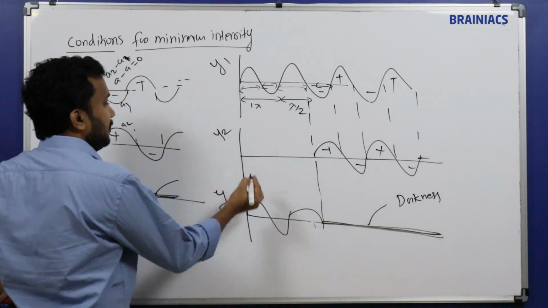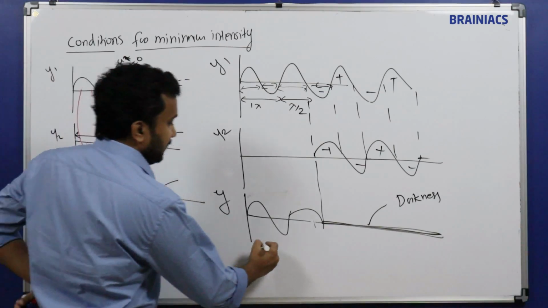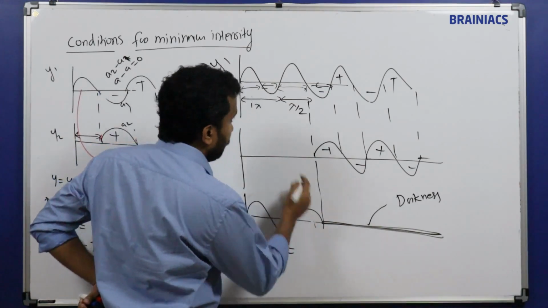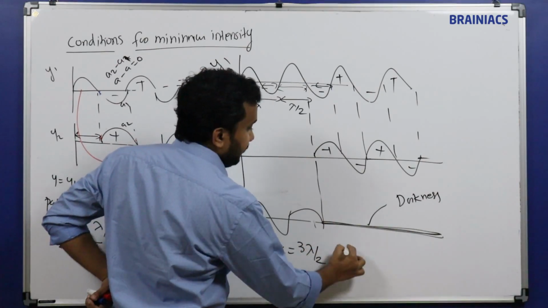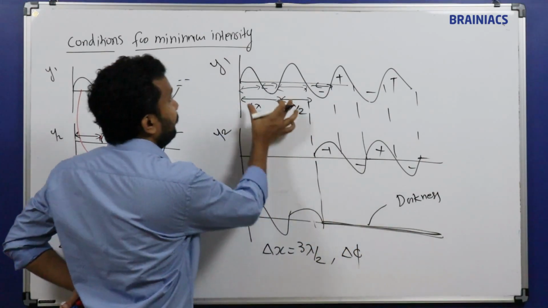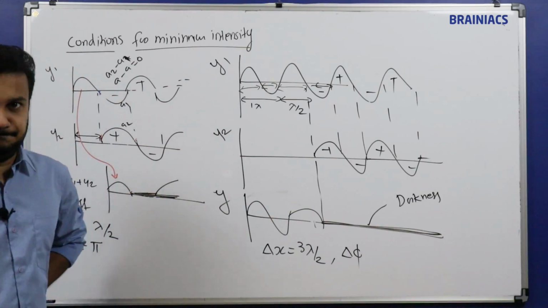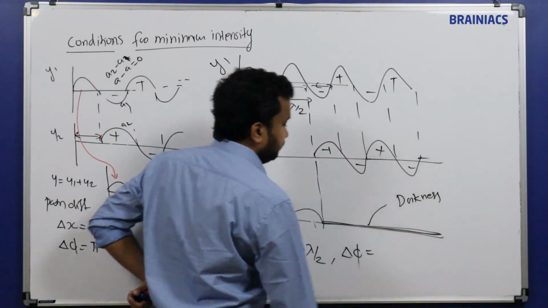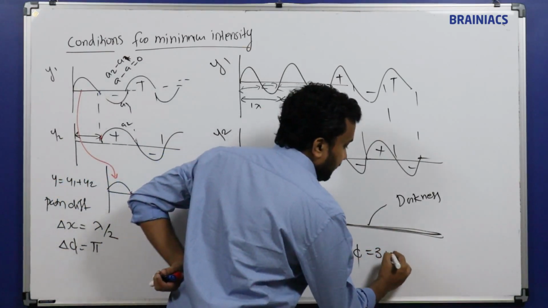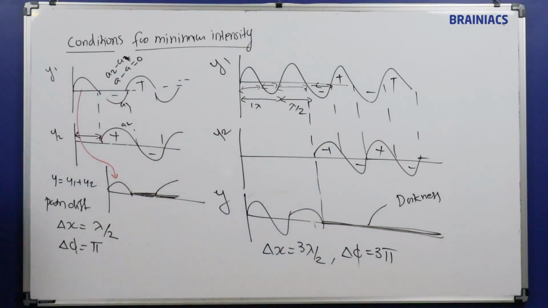Okay, this is my y wave. So what will be the path difference over here? Delta x will be equal to lambda plus lambda by 2, that is 3 lambda by 2. What is the phase difference over here? A full lambda is 2π, you heard? 2π plus one more π extra. So how much will be there? 3π will come. That is the condition of this. Okay, so this is destructive interference.